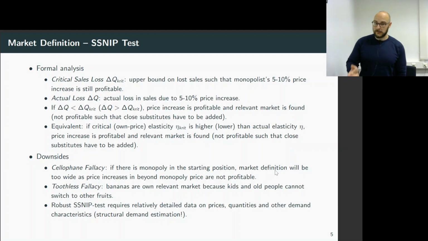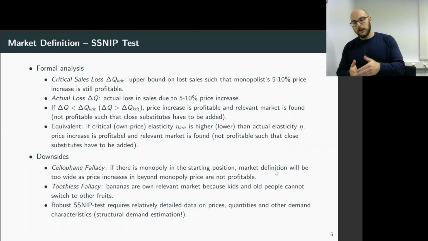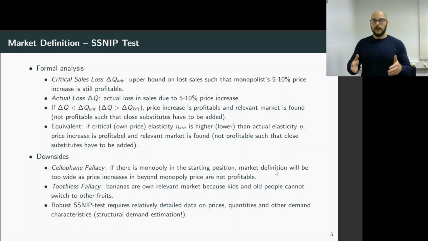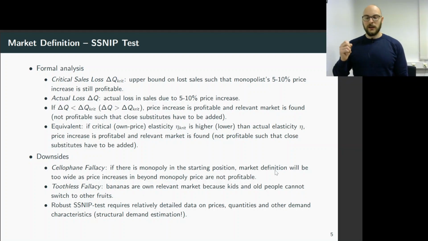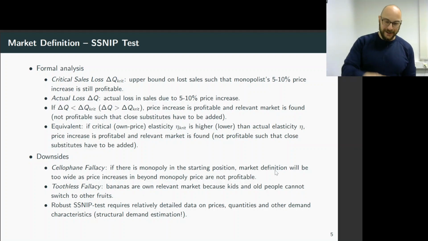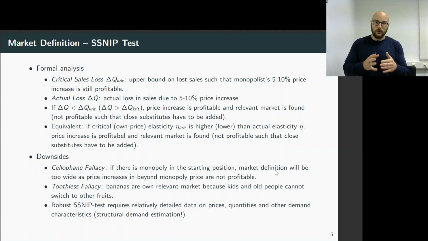Equivalently, you could also talk about elasticities. Then you have a critical own price elasticity, and if this critical own price elasticity is higher than the actual elasticity, that means that based on the starting price level, an increase in prices is too elastic for the price increase to pay off. That means that you have to take closer substitutes. Okay, you have it here. If the critical own price elasticity is higher than the actual elasticity, a price increase is profitable, right? Because the consumers are less elastic than they would need to be in order for you to break even. That means you don't lose as many consumers and make profit.